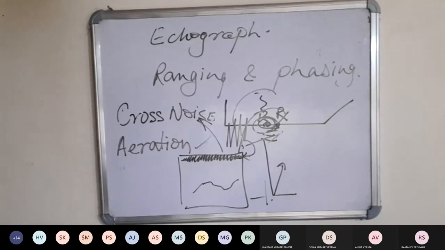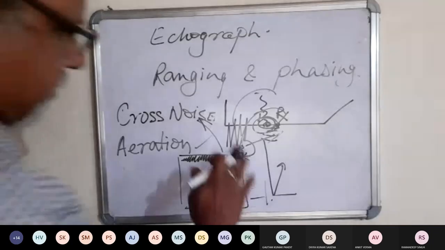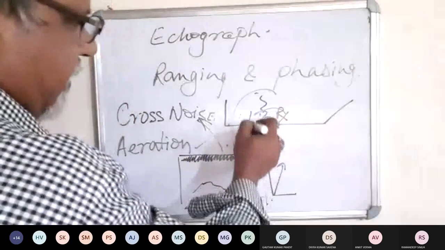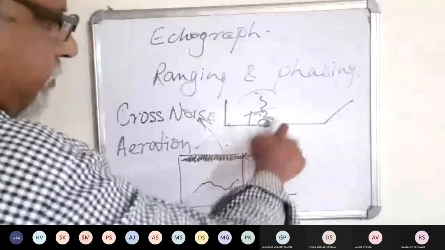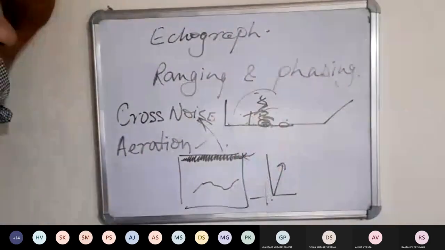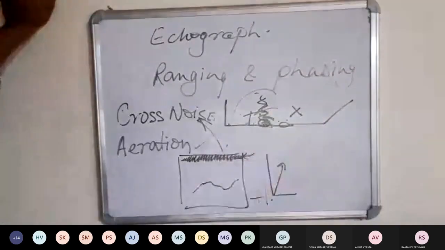What could be the solution? When the transmission is happening, what if we cut down the receiver?